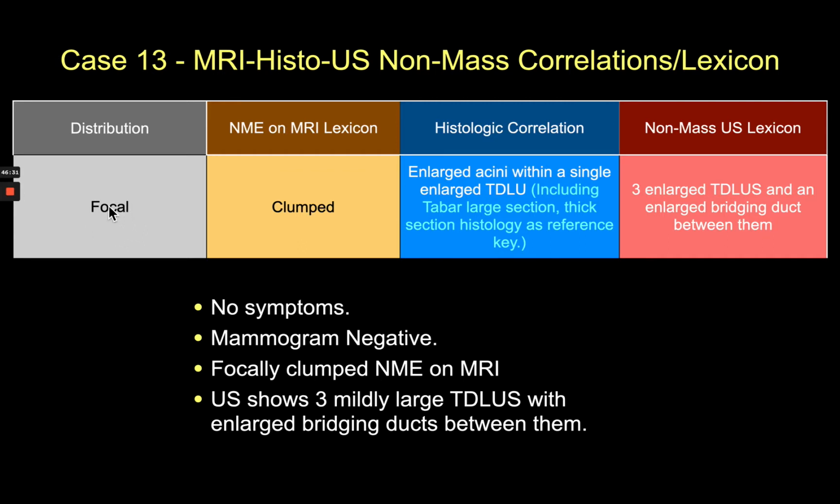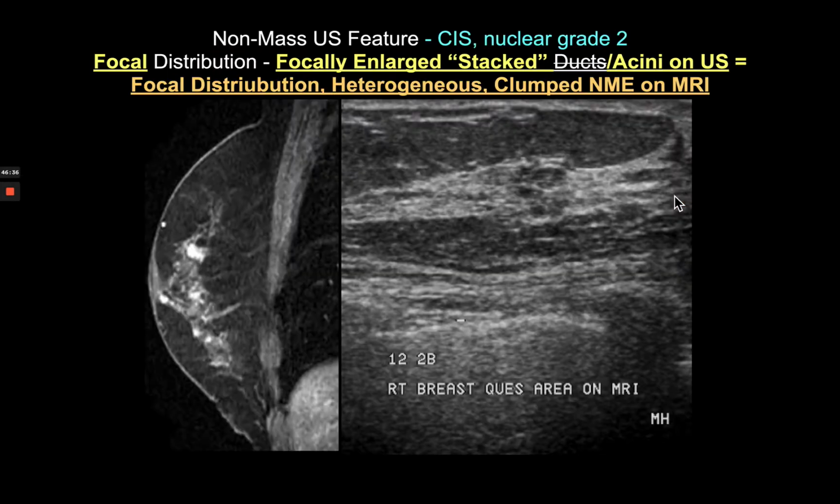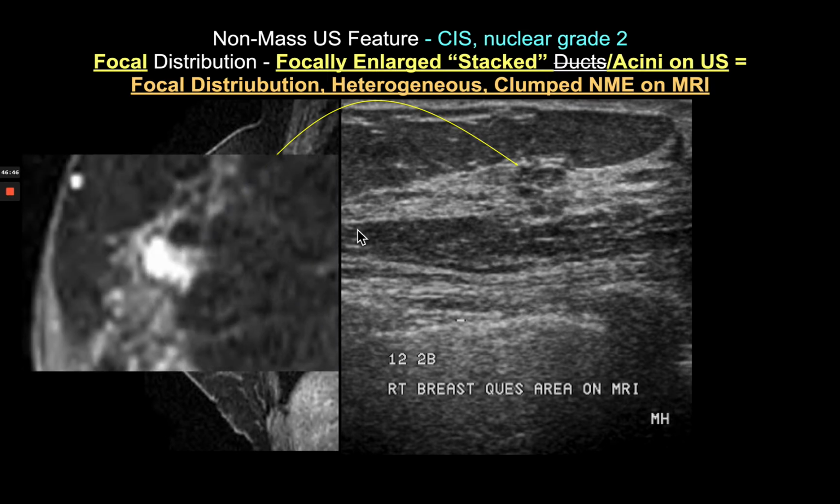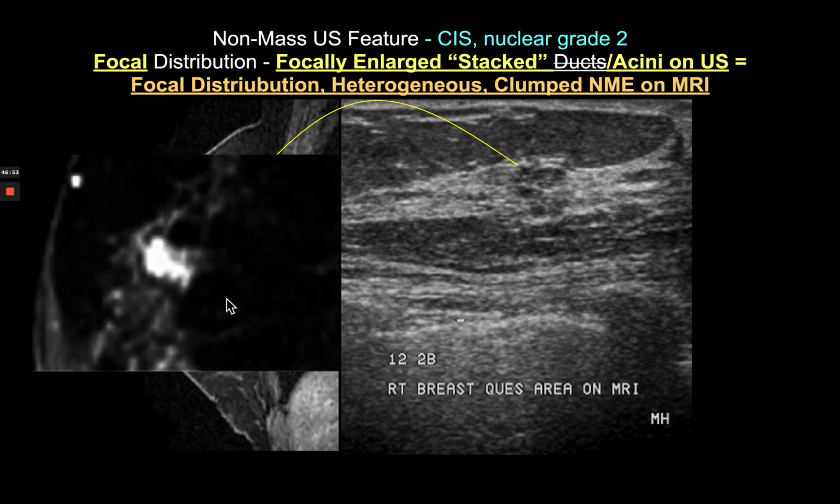We got focal distribution. We have clumped enhancement. And we have a single enlarged TDLU where each of these little enlarged acini within it is contributing to it. We can see that in MRI, it looks clumped. Even when I make it more contrasty, I can't show any clustered ring because these are enlarged acini and they're probably only in the 5 to 8 millimeter size range, too small for us to see a clustered ring.